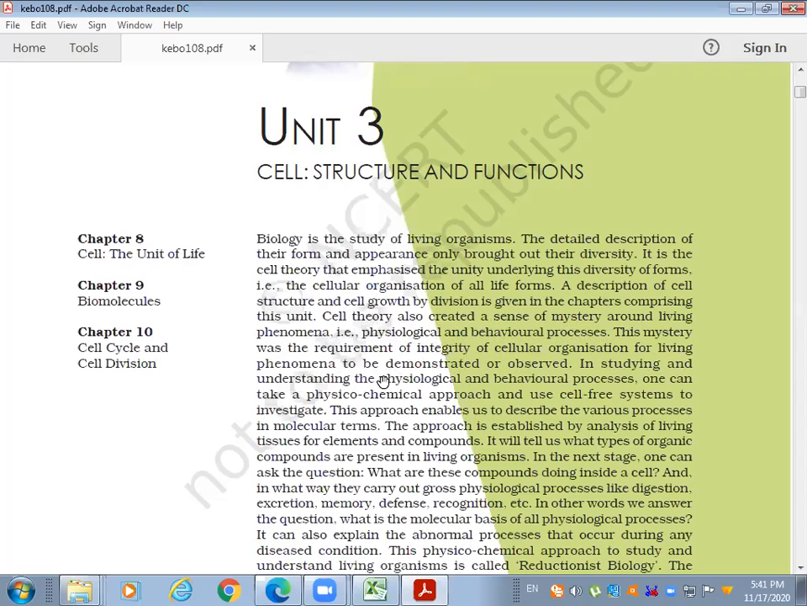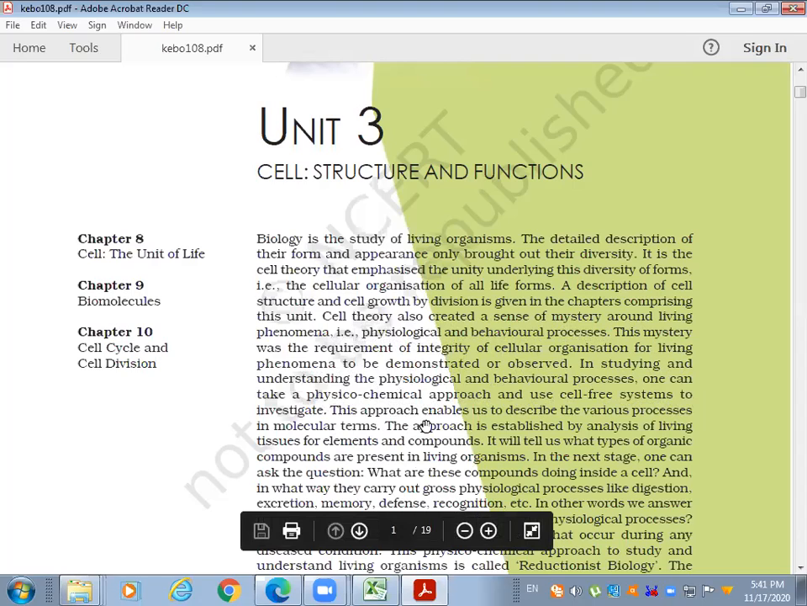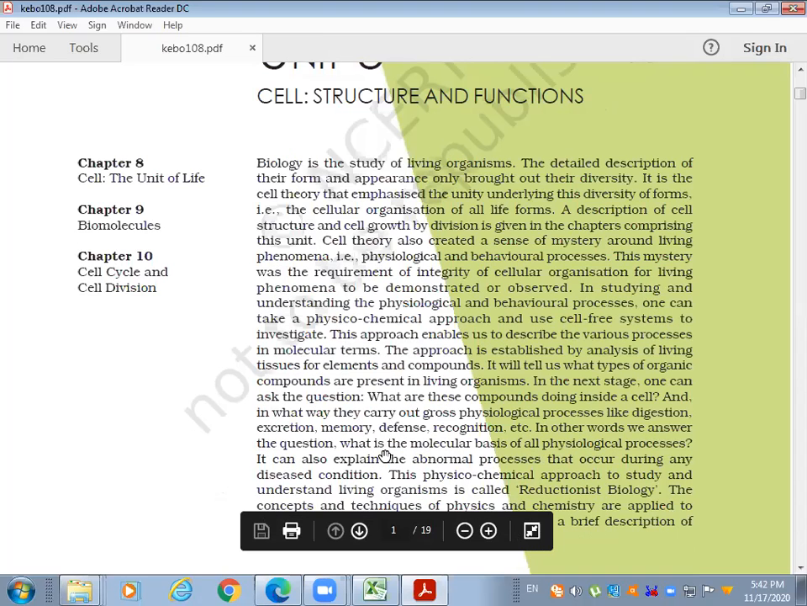In studying and understanding the physiological and behavioral processes, one can take a physico-chemical approach and use cell-free systems to investigate. This approach enables us to describe the various processes in molecular terms. The approach is established by analysis of living tissues for elements and compounds. It will tell us what types of organic compounds are present in living organisms.